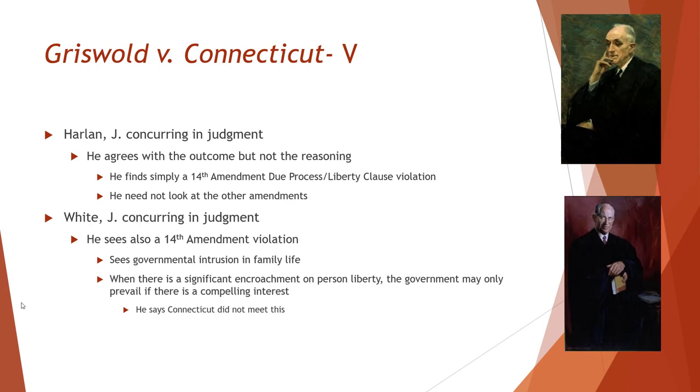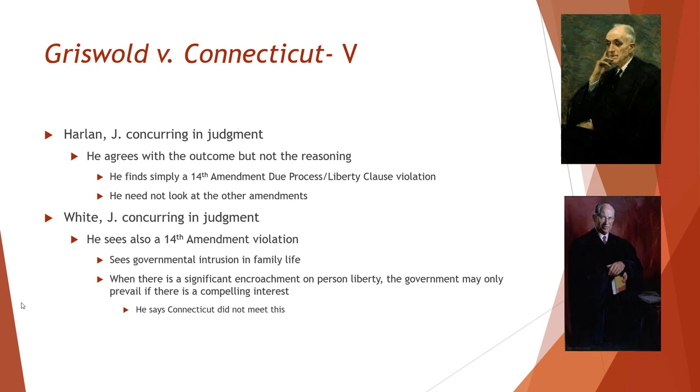So he says, I explained at length in Poe versus Ullman, I believe, that the relevant inquiry may be aided by resort to one or more provisions of the Bill of Rights, but is not dependent on them for its radiations. The Due Process Clause of the 14th Amendment stands, in my opinion, on its own bottom. So basically, Harlan is saying, forget about the Ninth Amendment, forget about these others. They may be helpful, but they aren't the be-all and end-all.